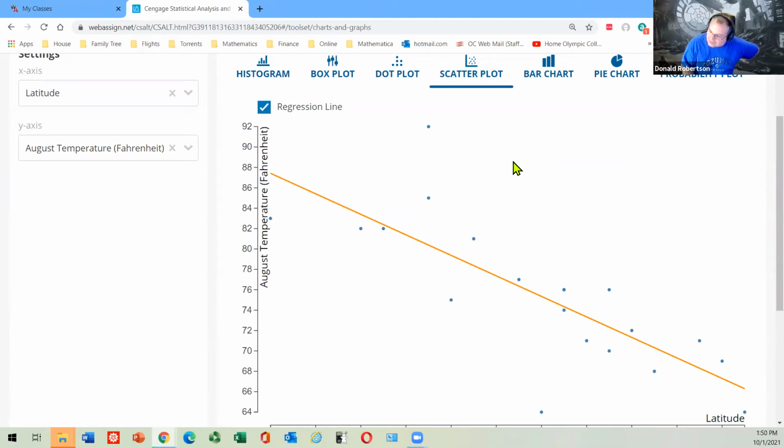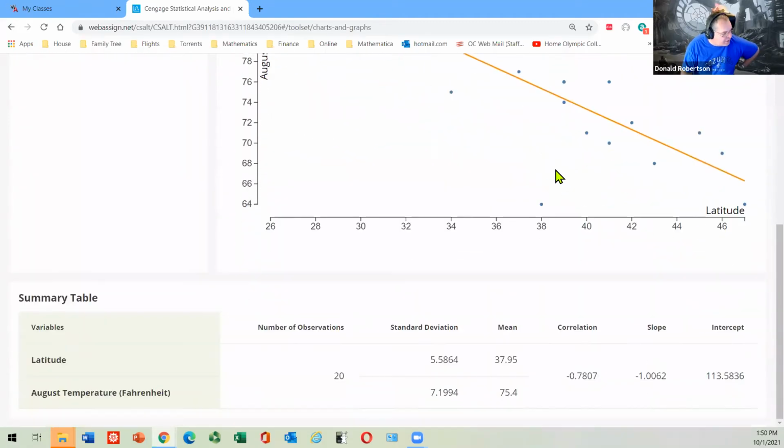Now, where are all the numbers I want? Where is the equation of that line that's appeared? And what's the correlation coefficient? You have to scroll down here. Can you see the correlation coefficient is negative 0.7807? You see the correlation coefficient? Negative 0.7807. That's about 0.78. Isn't that kind of, well, in my scale, what would that count as?